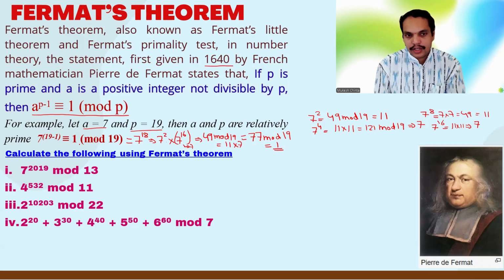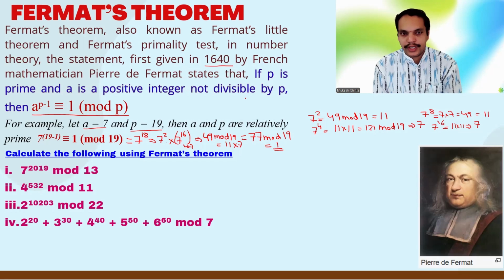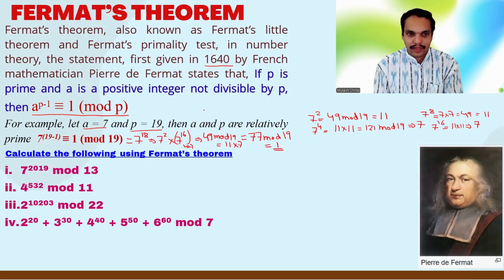7 power 18 is congruent to 1 mod 19. This is what Fermat's theorem tells you. If there are two positive integers, and they are relatively prime to one another, then a power p minus 1 is congruent to 1 mod p. Now there are many problems that can be solved using Fermat's little theorem.